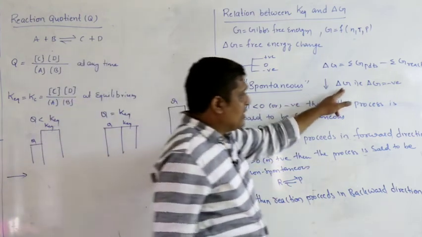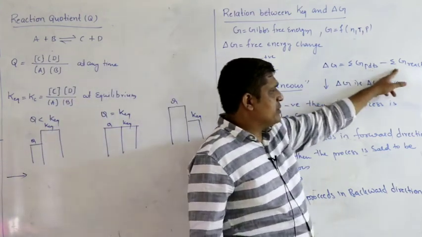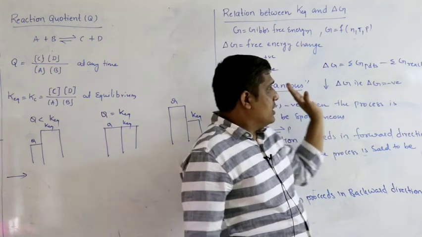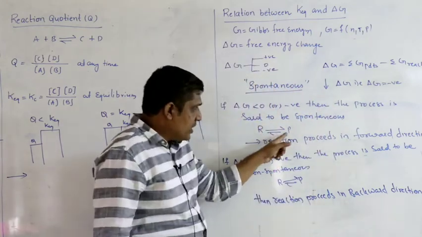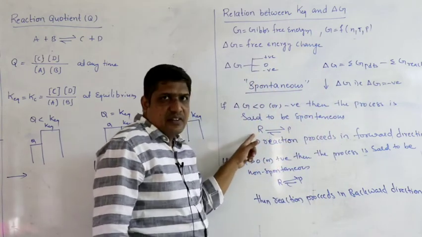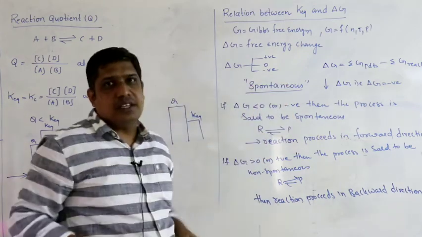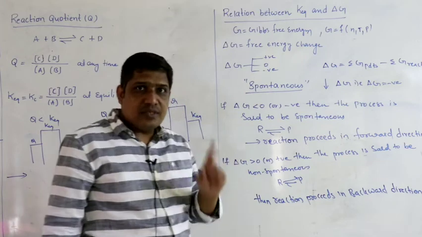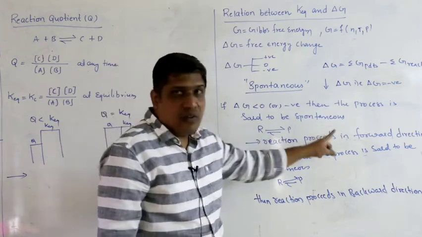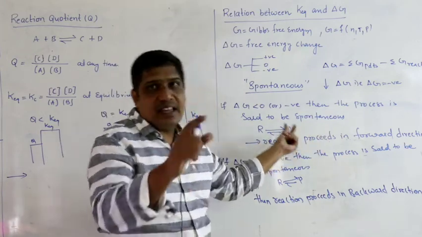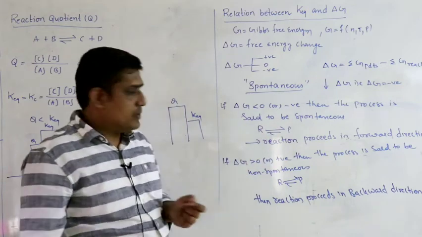So how will we find delta G? Free energy of products minus free energy of reactants. If for a reaction the free energy of products is less than the free energy of reactants, that means in this process the free energy of the system is decreasing, therefore it is spontaneous. If it is spontaneous, it proceeds in the forward direction because products have less energy compared to reactants.